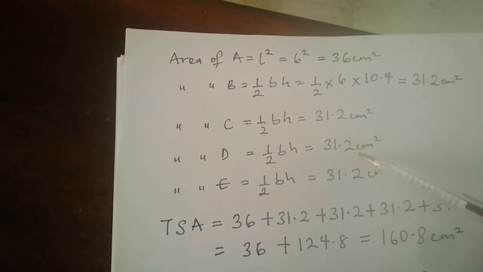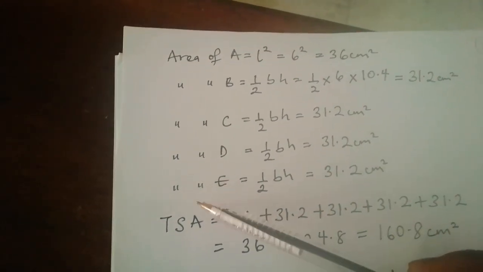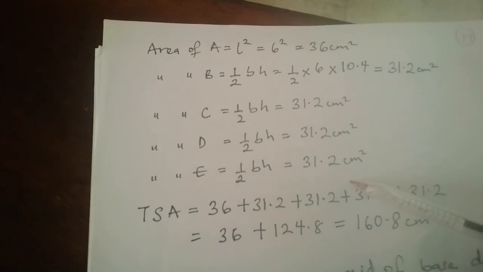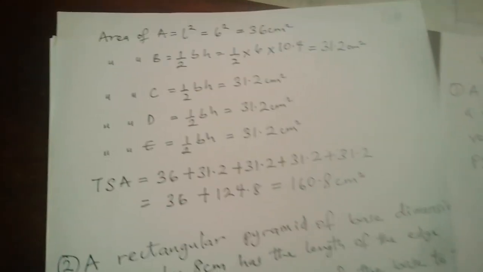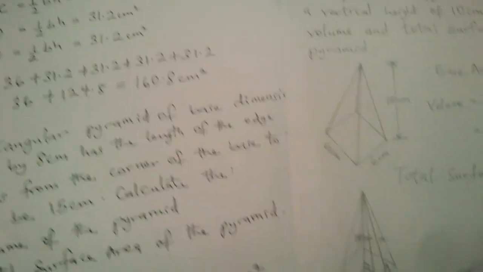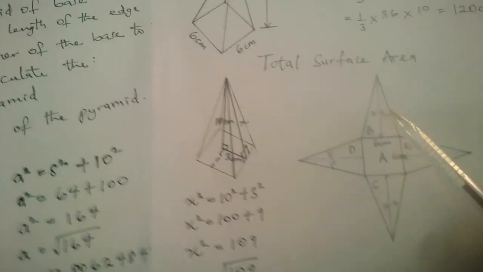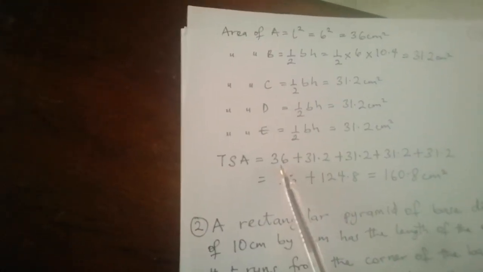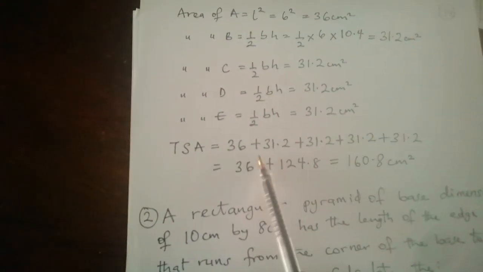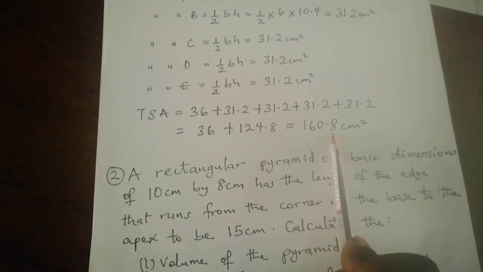That of D will give us the same 31.2 centimeter square. Then that of E will give us the same 31.2 centimeter square. So the total surface area of this pyramid, we will now add the areas of everything together. That means the total surface area will be the area of each face of the pyramid. So when you add it together, you are going to get what? 160.8 centimeter square.